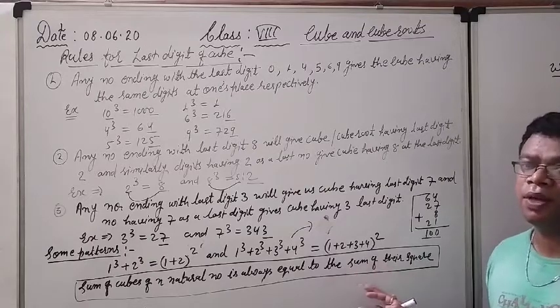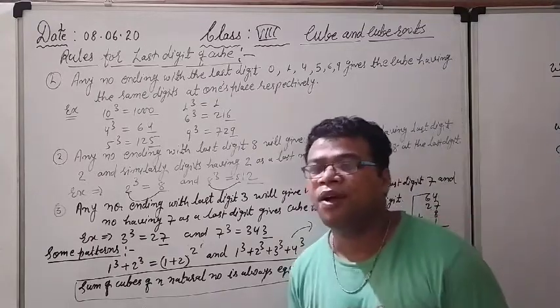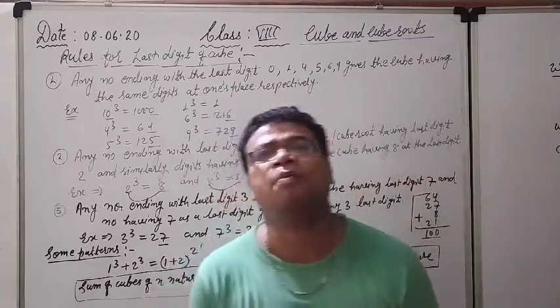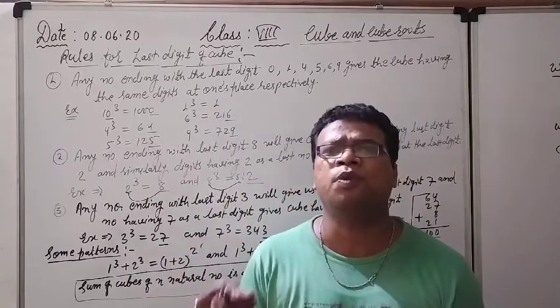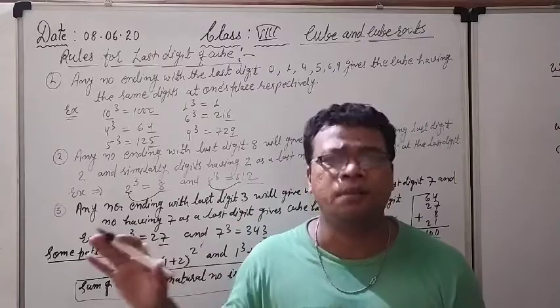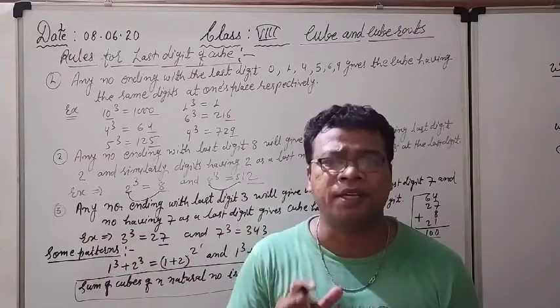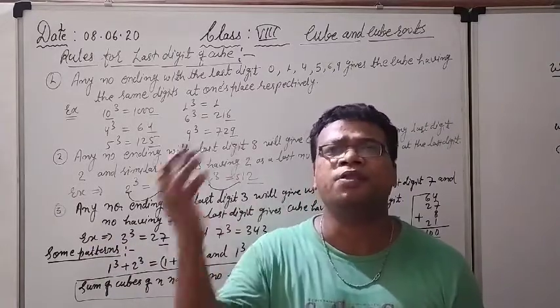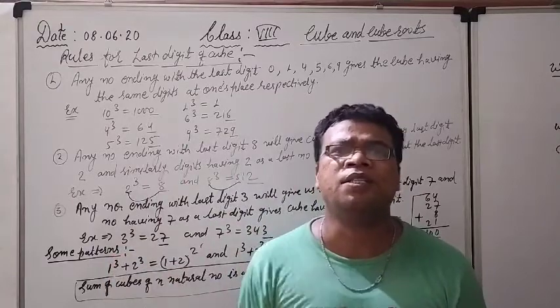The rule says that if I want to find the sum of cubes, like 1 cube plus 2 cube plus 3 cube plus 4 cube plus 5 cube, directly what should I do? I should add all the numbers which I am considering, and finally I should get their square. So both are equal to each other.